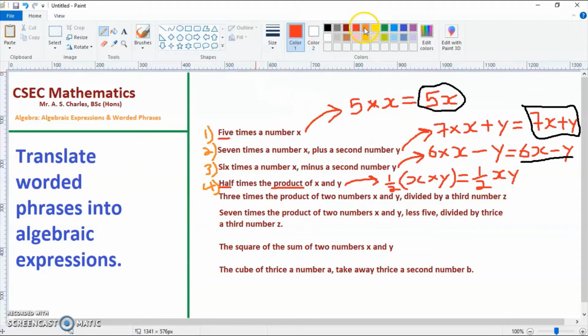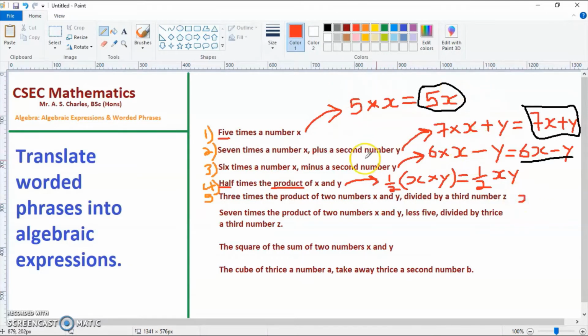Great, so we're going good so far. Number 5, we have 3 times the product, or 3 multiplied by the product of two numbers x and y. So we have to have x multiplied by y. I'll write that here.